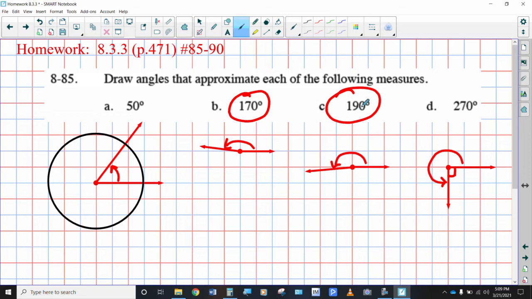The 190-degree angle would be kind of this inverted one, right? If you went just 10 degrees beyond 180, while this part is 170, this part over here would be 190, because the two of them combined are going to add up to 360 degrees. And then for a 270-degree angle, you've got your 90 degrees on this side, so the rest of it has to be 270 degrees.